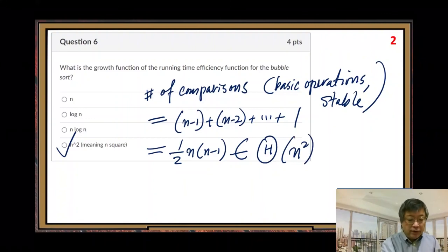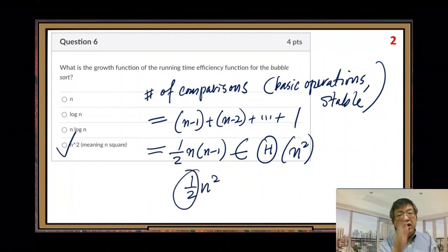The dominant term is 1/2 n squared. But when we consider the growth function, we ignore the leading coefficient, big or small. We don't need that part. We only look at the power of n part. All right, so that is question number 6, and we finish our video B.3.